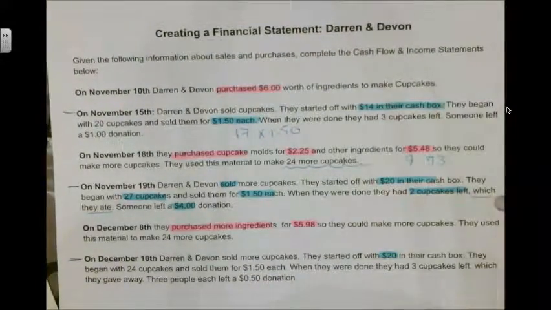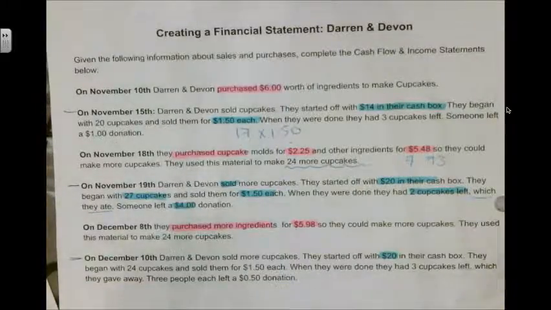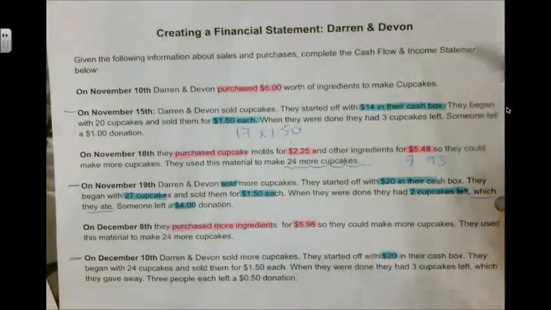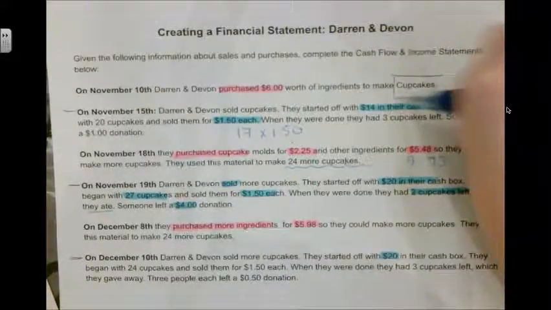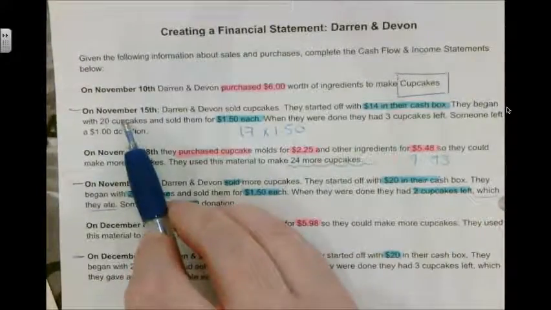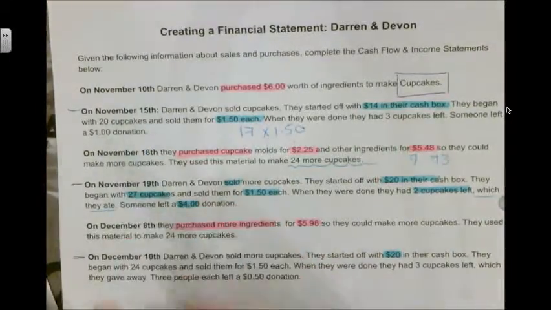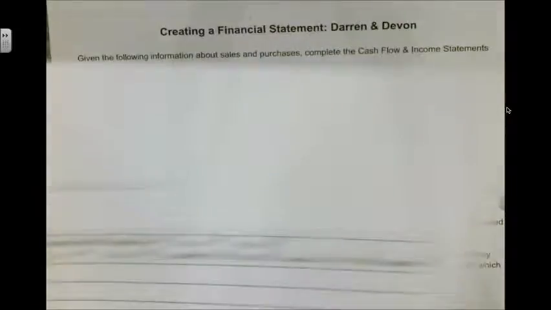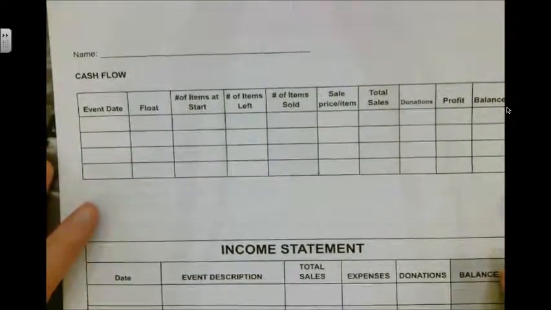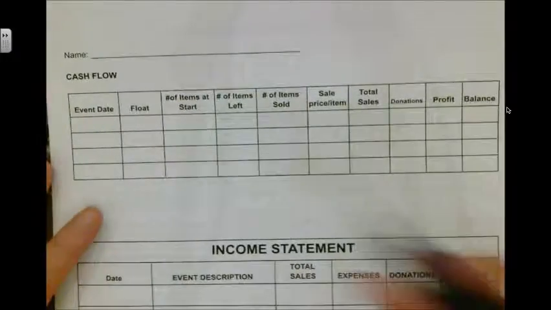Okay, so even though the first thing is talking about a purchase that they made for $6 to be able to make their cupcakes, we went over all this in class. Their first actual sale is going to be on November 15th. So this is the paper that you have for your cash flow. I'm going to start off by writing the date here for my event, November 15th.